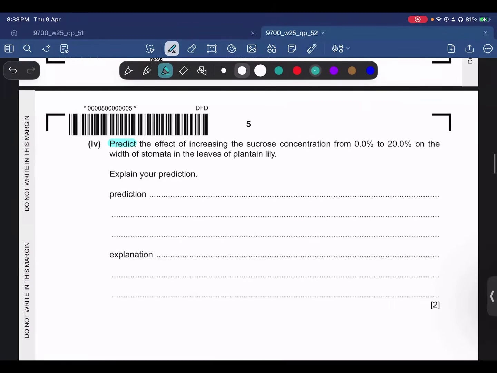You need to predict the effect कि क्या फर्क पड़ेगा अगर हम सुक्रोज कंसंट्रेशन को इंक्रीज करें from 0 to 20 on the width of the stomata in the leaves of the plantain lily. And you also need to explain your prediction कि अगर परसेंटेज इंक्रीज हुई सुक्रोज की, तो width पे क्या फर्क पड़ेगा. थोड़ा सा इसमें होम्योस्टेसिस वाला कंसेप्ट आ जाएगा, the thing we learned about गार्ड सेल्स में.